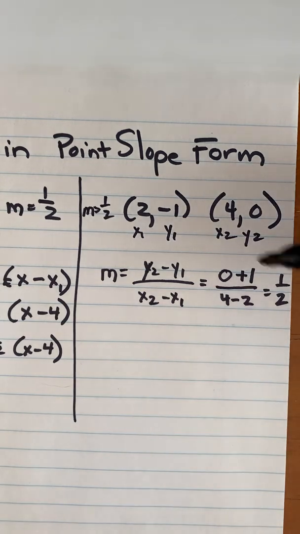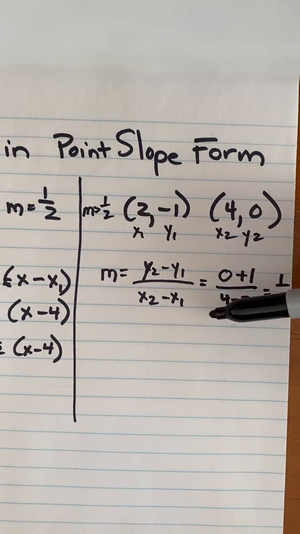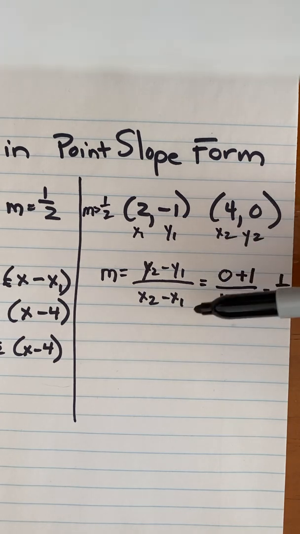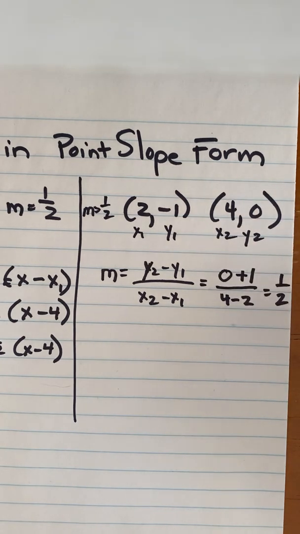Okay, just to warn you, a very common mistake in finding the slope is you put the change in x over the change in y. Be careful not to do that. It's rise over run. It's the change in y over the change in x.